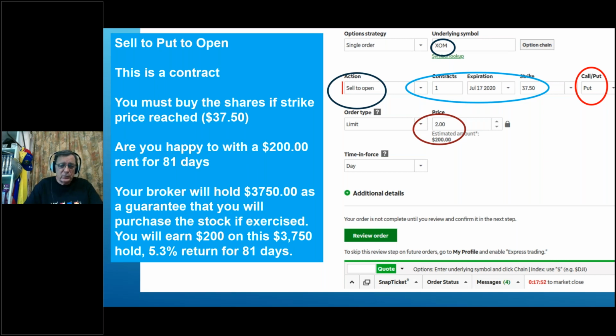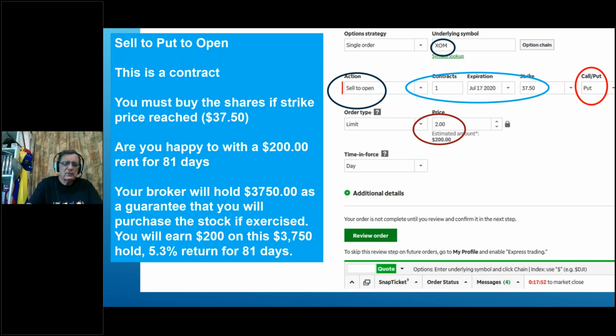So I'm not saying for you to do this. I don't know what's going to happen to ExxonMobil. Maybe it makes more sense just to buy the stock and watch it go up. I don't know. What if it goes down? So this is just a way that you don't have to own the stock. What is your investment? Think about it. You have $3,700 on hold, but you got paid $200. So you really have $3,550 that are out there.